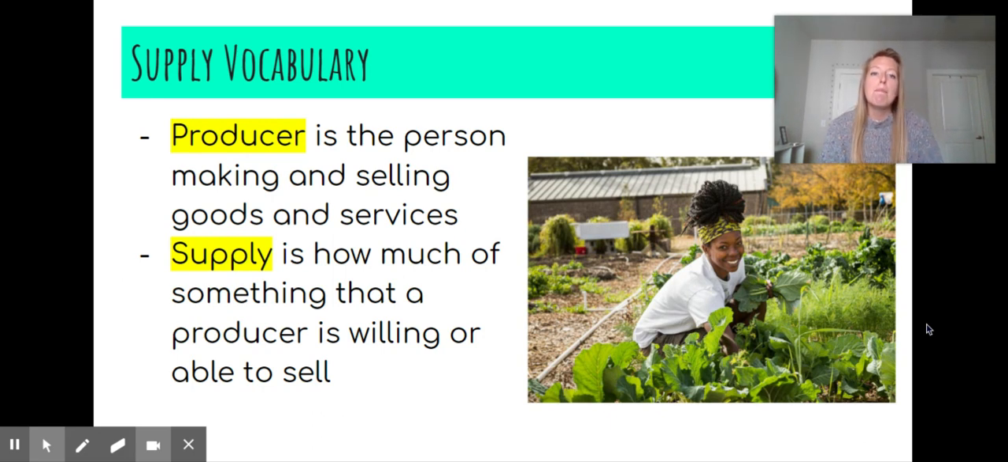So let's say people love bananas. Everybody just absolutely loves bananas and they want to buy so many of those bananas. Well, our farmer will then probably grow a ton of bananas because she wants to sell them to all those people. So our supply is how many bananas our farmer will grow.